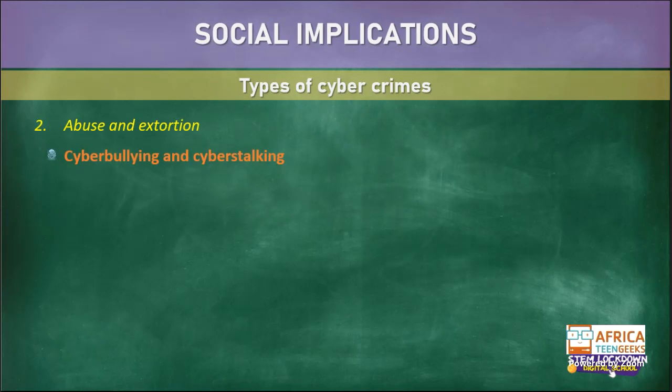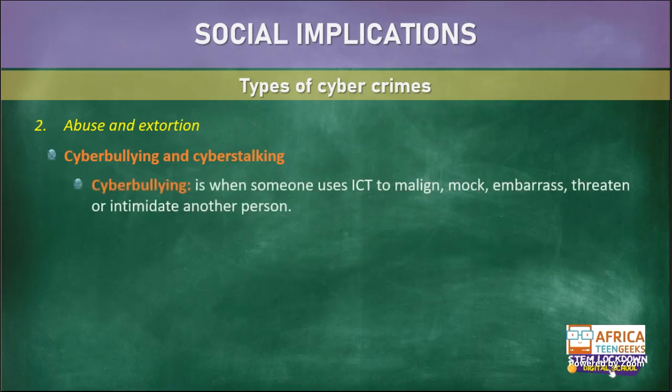We have, again, the second main category of cybercrime, which is abuse and extortion. And then in this, we have basically 4 categories. The first 2 are cyberbullying and cyberstalking. Cyberbullying is when someone uses ICT to malign, to mock, to embarrass, to threaten, or to intimidate another person.